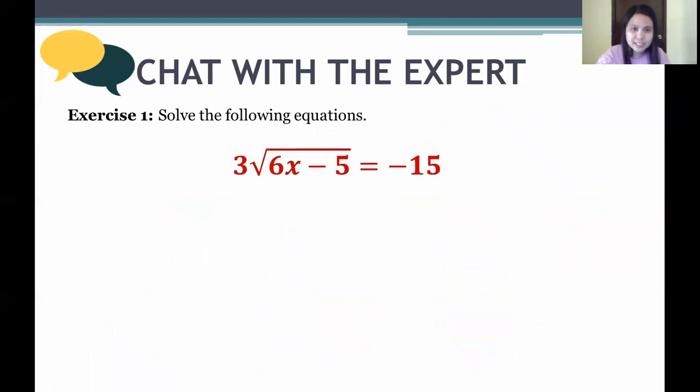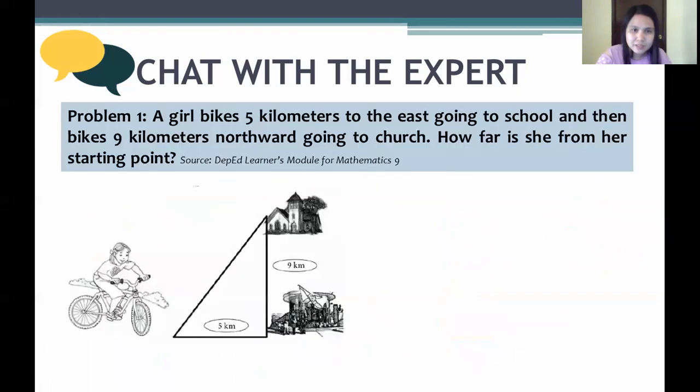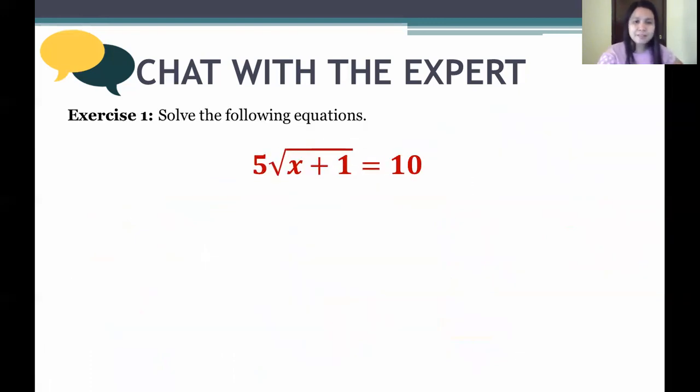These two are just the same. Let me check first the others. It's different. Okay, let me have this one. Okay, now in the chat box, can you tell me what will we do first? That's 3 square root of 6x minus 5 equals negative 15. What should we do first?